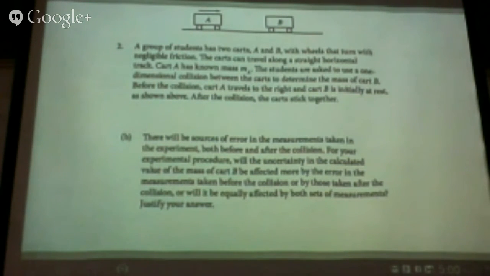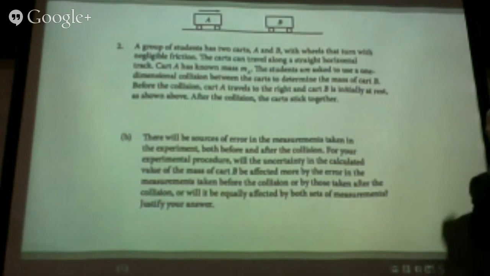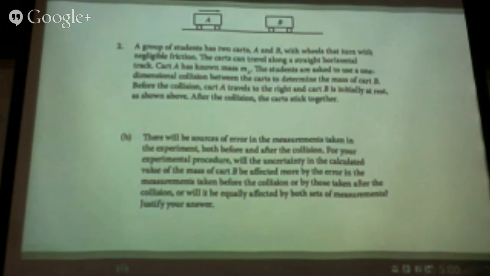If you were doing something more with the stopwatches and meter sticks, you could absolutely make an argument that the uncertainty on the front end of this, before they collide, is going to be a bigger uncertainty because, you know, that cart A is going to be moving faster. And it's tougher to see exactly when a fast object crosses this line and then crosses this line.